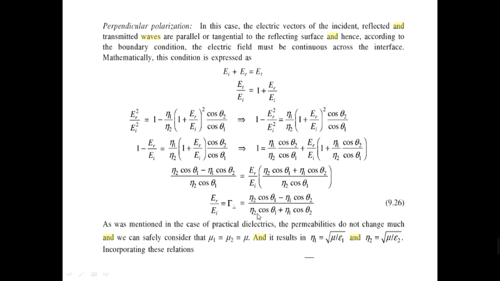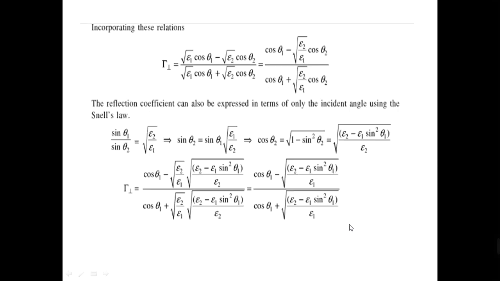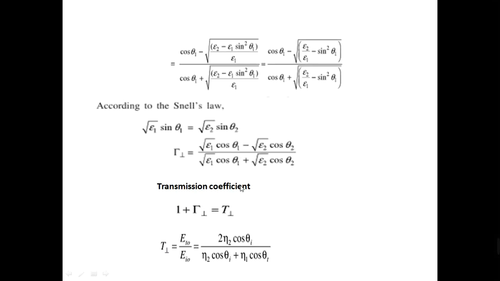Because it's a perfect dielectric, a lossless medium, the impedances are replaced: eta 1 is equal to root of mu by epsilon 1 and eta 2 is equal to root of mu by epsilon 2. So you get the expression for the reflection coefficient. This is the final expression you are going to obtain on simplification.